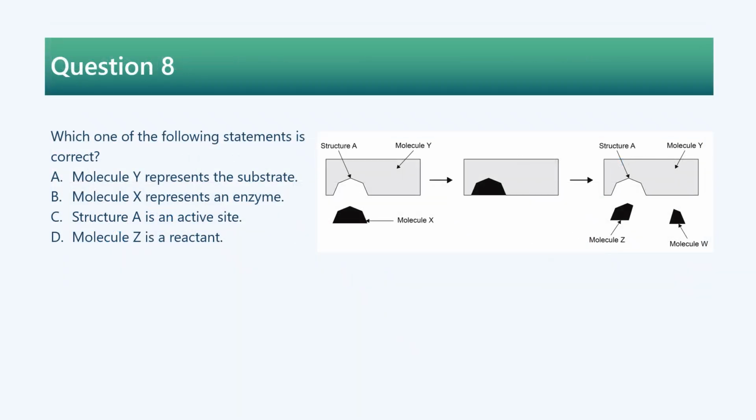A is incorrect. Molecule Y is the enzyme, not the substrate. B is incorrect. Molecule X is the substrate, not the enzyme. C is correct. Structure A is the binding region on the enzyme, which is the active site. D is incorrect. Molecule Z is a product formed from the breakdown of molecule X, not a reactant.